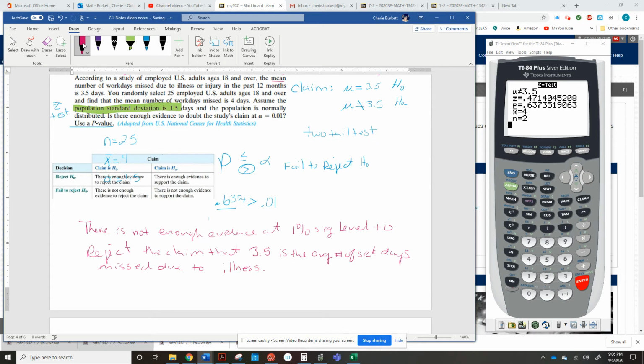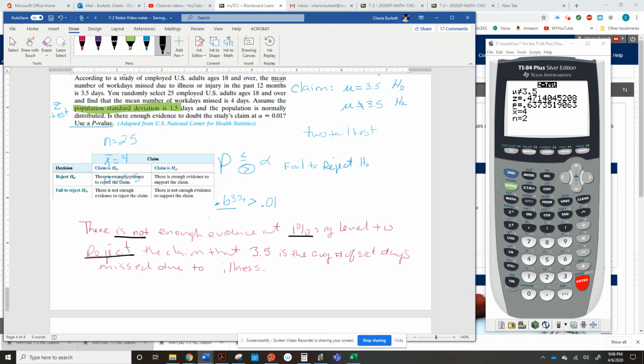Does that last part of that sentence have to be worded exactly like that? Absolutely not. What am I looking for? I am looking for there is not enough evidence at 1% significance level to reject. That's what I'm looking for.